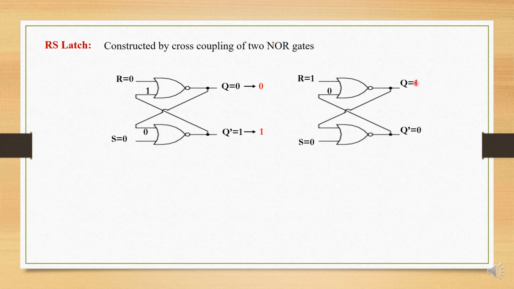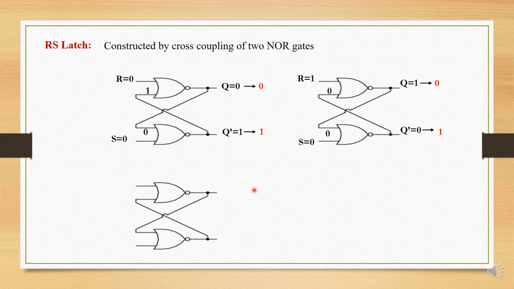The output Q bar is given back to one of the inputs of the first NOR gate. So 1 or 0 is 1, complementary will be 0, that is given back to one of the inputs of the second NOR gate. So 0 or 0 is 0, complementary is 1. Now we can observe that by application of R equal to 1 and S equal to 0, the new state of Q is 0, that is reset state. So such a condition we call the reset state.